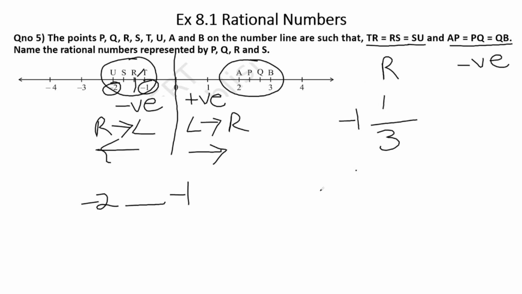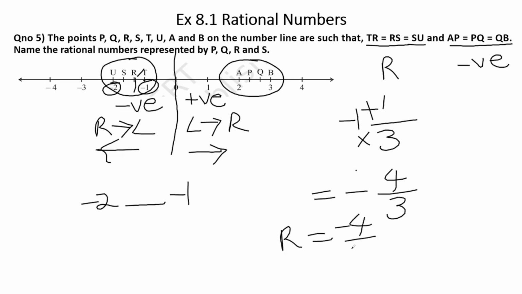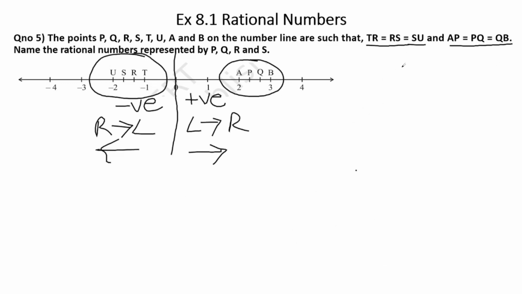So write 1 in the numerator. This can be written as minus. Put the minus sign first. Now 1 into 3 plus 1. 1 into 3 is 3. 3 plus 1 is 4. 4 divided by 3. So the answer is R represents -4 by 3 on this number line. Okay. Now let us find for S.